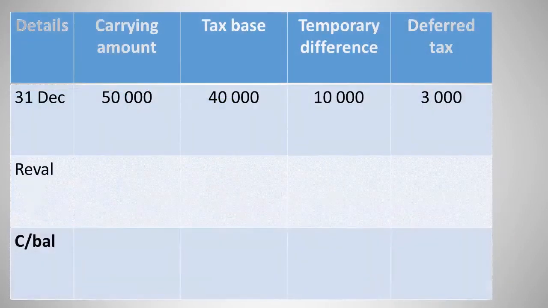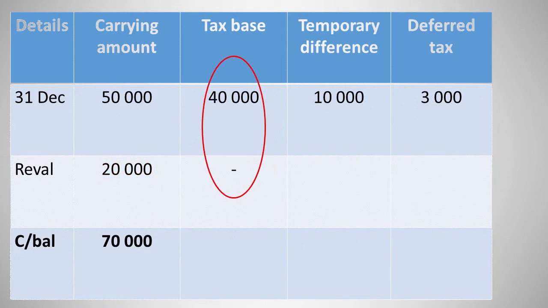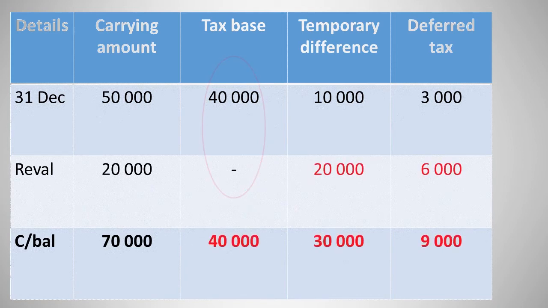Let's update the grid with the increase of $20,000 to the carrying amount, leaving the closing balance of $70,000. Remember that the tax base does not change when an asset that is intended to be recovered through use is revalued. So we can calculate the other missing amounts. The tax base remains unchanged at $40,000 and the additional temporary difference of $20,000 leads to a closing balance of $30,000. There is also a $6,000 increase in the deferred tax, which is at 30% of the $20,000 temporary difference.